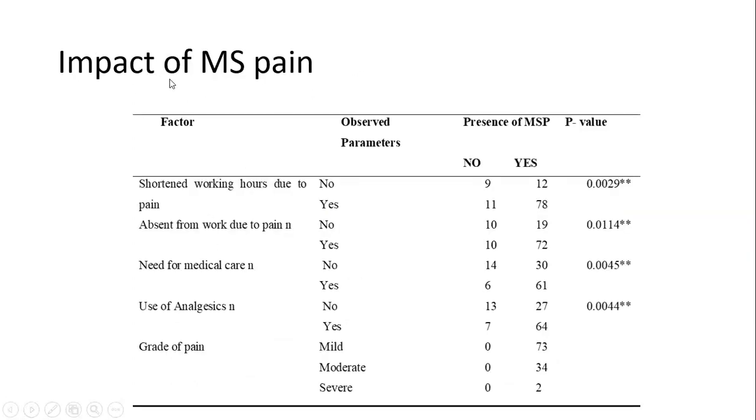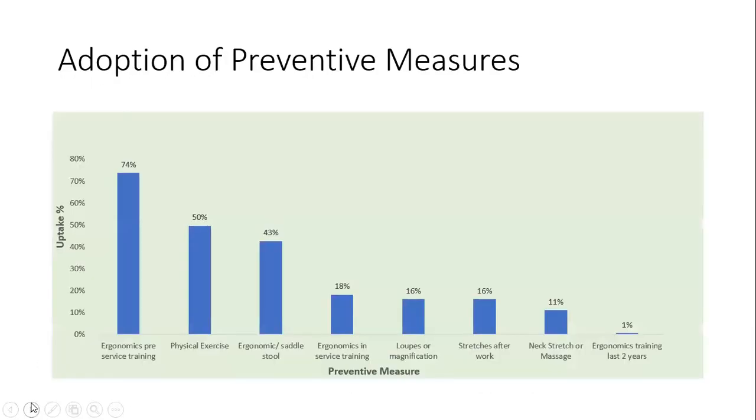In terms of the impact of the musculoskeletal pain, we checked if there was impact on work hours, absence from work, need for medical care, or increased use of analgesics. And in all these cases, there was a statistically significant effect of the pain. So the pain was consequential, if I can summarize that, although the majority were reporting it as mild in terms of the actual grading of the pain.